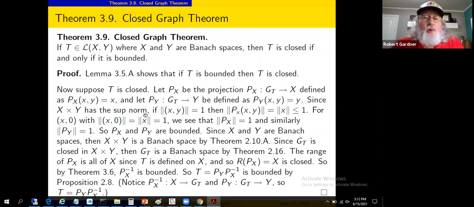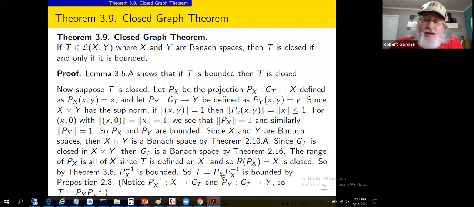We're trying to show t is bounded. That's what we're working on. Well, we can write t as a composition of P sub y and P sub x inverse. So let me try to convince you of that. P sub x inverse would map us from x into the graph. The projection mapped the graph onto x. So P sub x inverse takes x and maps it to the graph. P sub y projects the graph onto y.